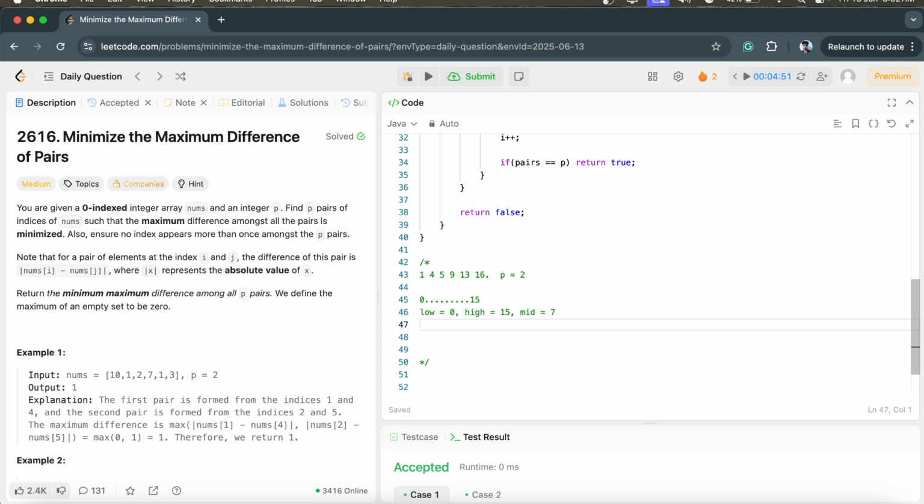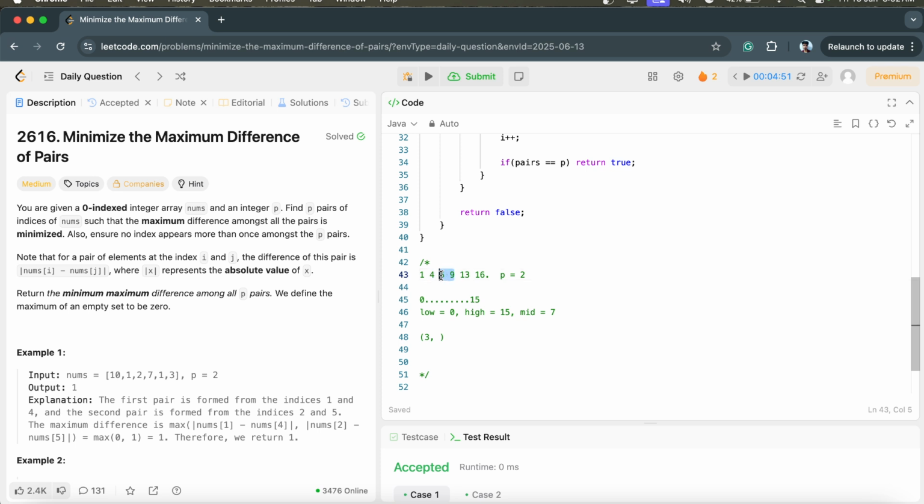Now we will see if 7 is a possible answer or not. How do we see? We will subtract these values, 1 and 4. The value we get is 3, correct? So 3 is less than 7. Yes, it is satisfying, so the counter got incremented. Now the counter is pointing to 1. 4 is already considered, so we will skip this one.